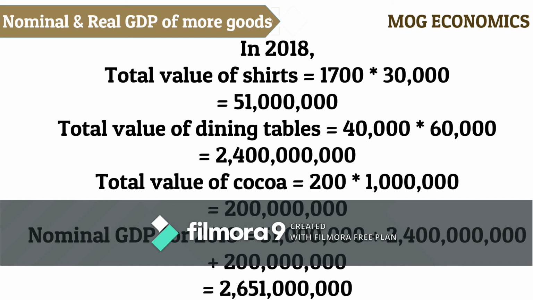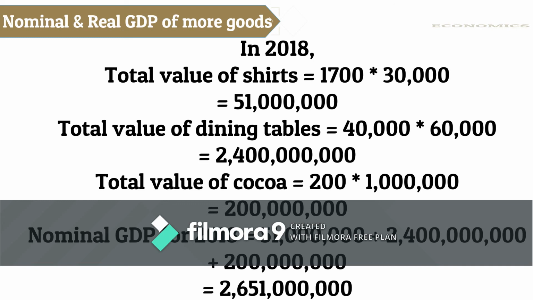If there are other products, that is how we keep adding them up till we get the nominal GDP. Our answer therefore equals 51 million naira plus 2.4 billion naira plus 200 million naira. And at the end, we have 2 billion 651 million naira. So that is the nominal GDP. Mathematically, we could express nominal GDP as the sum of the individual prices and their quantities.